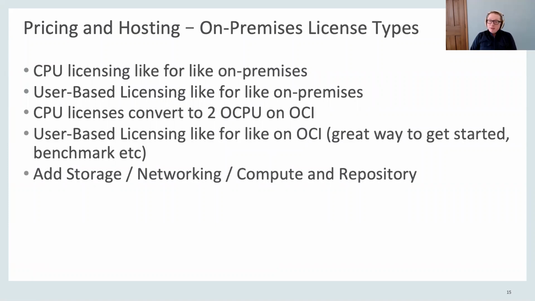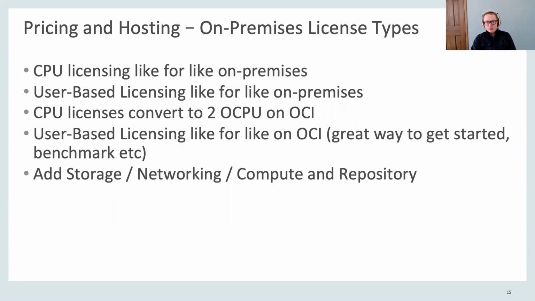And then if you have on-premises licenses, you have some different options. Even if you go to cloud or you stay on-prem, if you're staying on-prem, CPU licensing or user-based licensing just stay like for like. So if you're going to cloud, every CPU license that you have on-prem will convert to 2 OCPUs on OCI. User-based licensing can also be taken like for like to OCI. And that's a really great, very cost-efficient way of getting started.